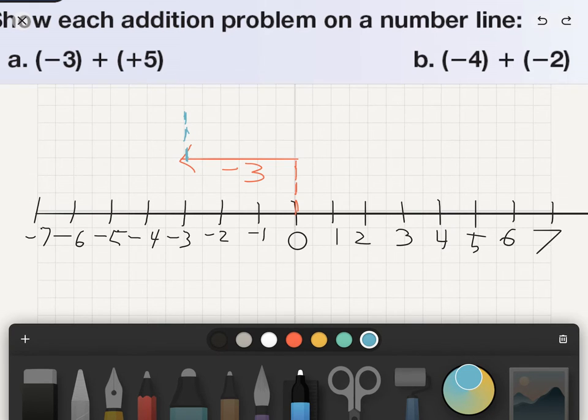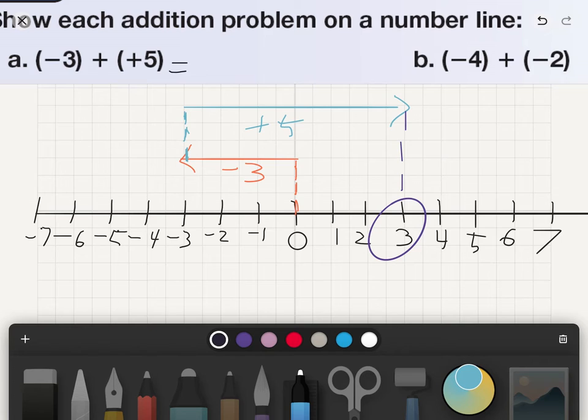Okay, done there with that. All right, so that's a value of +5. I think I like purple for this one. And so then that ends up with our landing point being at 3. So that's the answer for A.